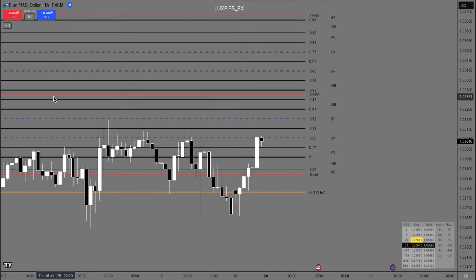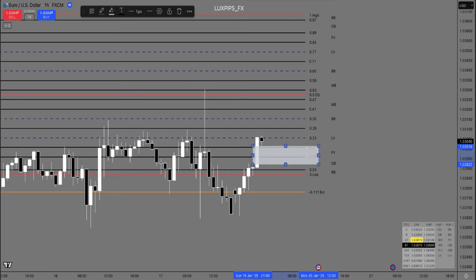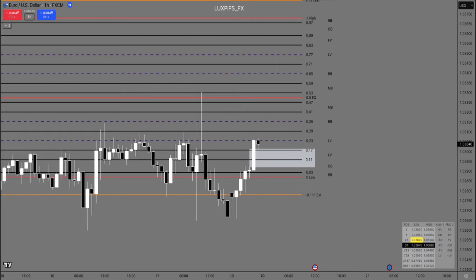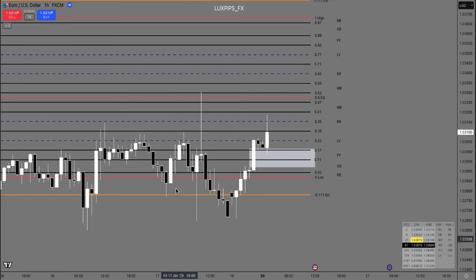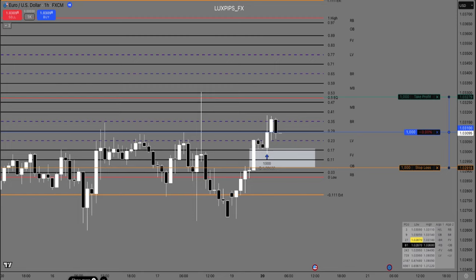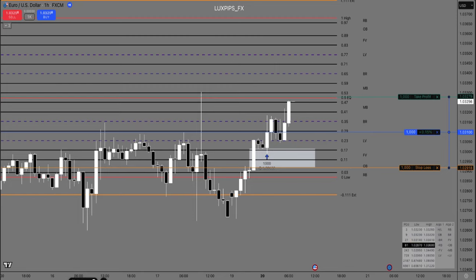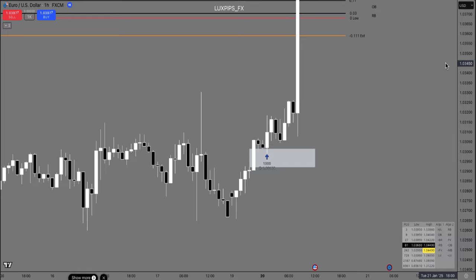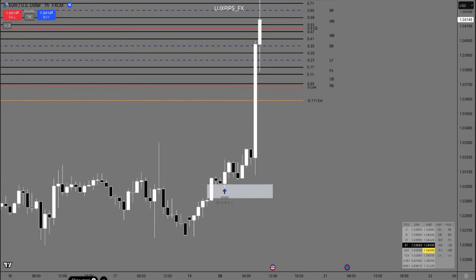It looks like an FV right here, right? So let's see if it's tested. It says it's here. Looks like I might be a little too late, but I'll take the trade up to the EQ. This time I'll put the stop loss under the FV level. See what happens here. Oh, there we go. So it's 6 wins.